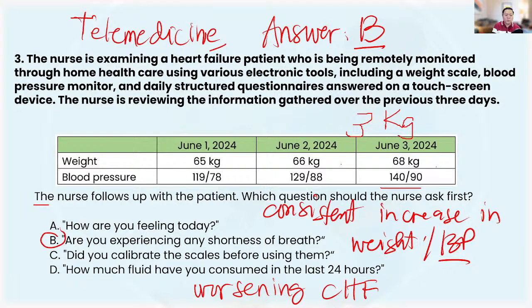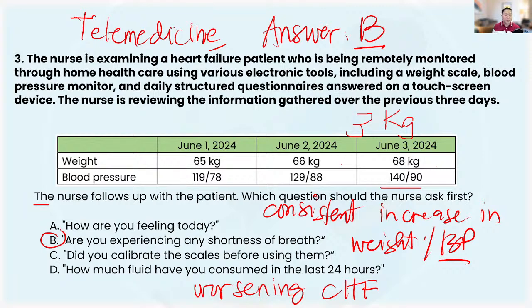And so the patient is going to be asked right away, are you experiencing any shortness of breath? This kind of question is specific, okay? The reason why it's the best answer is because it is specific and it will quickly assess whether the patient's condition is deteriorating. So that is the reason why this is the best question to ask.